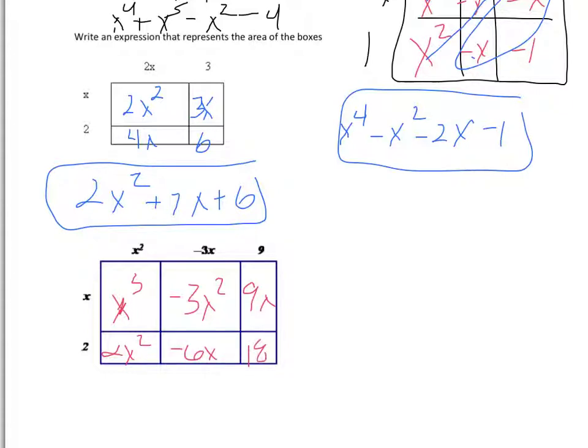So here we want to combine up our like terms again, writing in descending order. X cubed minus an x squared for our negative 3x squared plus 2x squared. Negative 6x plus 9x, so we have plus 3x, and then plus 18.